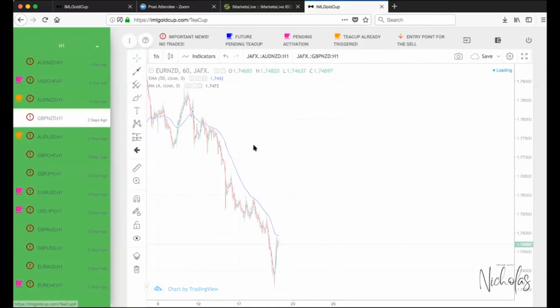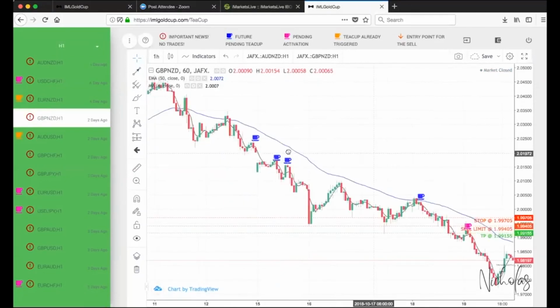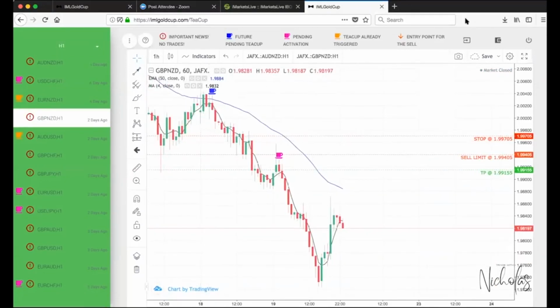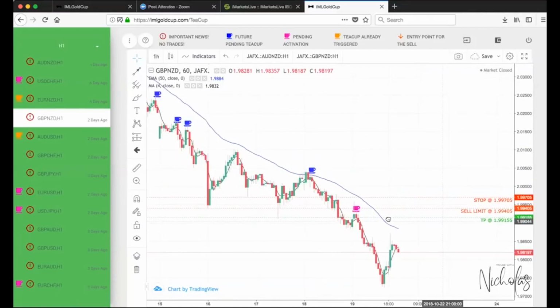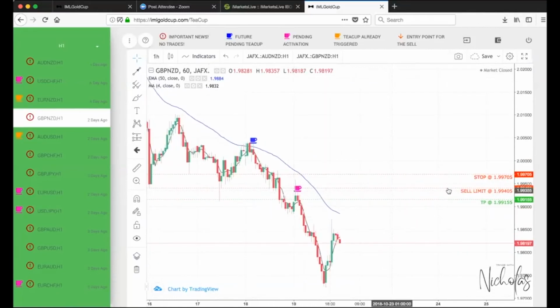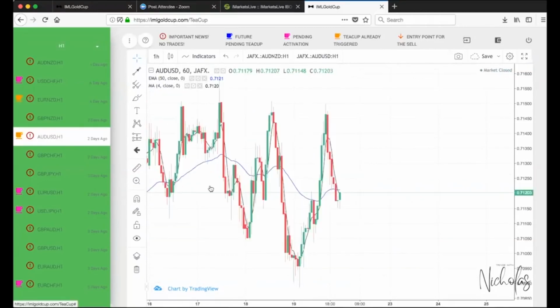All right, GBP NZD. This looks like a good one. I would take this one. AUD USD.